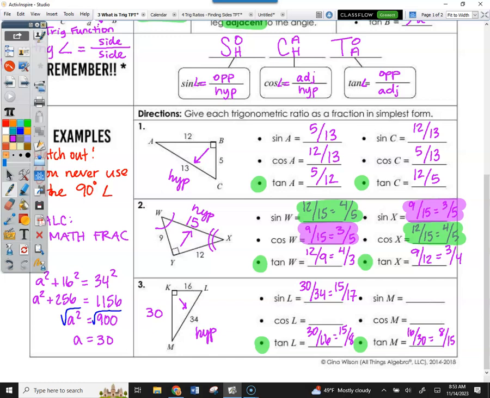Okay, is that what y'all both said? I think that's what you said. Yeah. So cosine M is going to be the exact same answer because of that co-function identity between them.